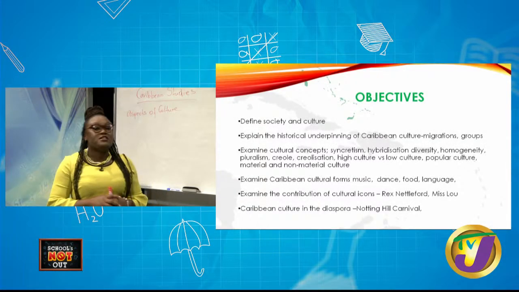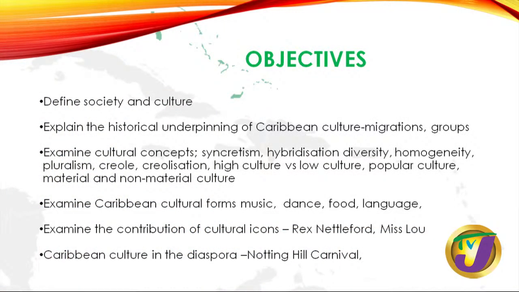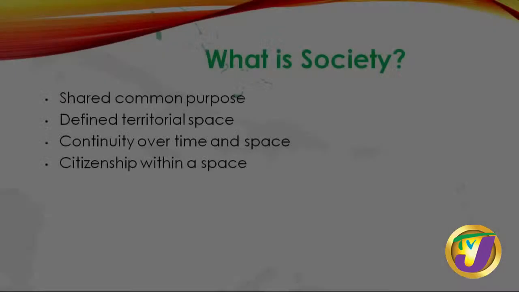So what are our objectives for today? We want to define society and culture. We are going to be explaining the historical underpinnings of Caribbean culture, migrations and groups. We are going to be examining the cultural concepts that relate to this topic. So syncretism, hybridization, diversity, low culture, popular culture, etc. We also want to examine cultural forms in the Caribbean, music, dance, religion, language, all of those things. We are going to be examining the contribution of a few cultural icons. And we are also going to be looking at Caribbean culture in the diaspora. All right, so let's get right into it.